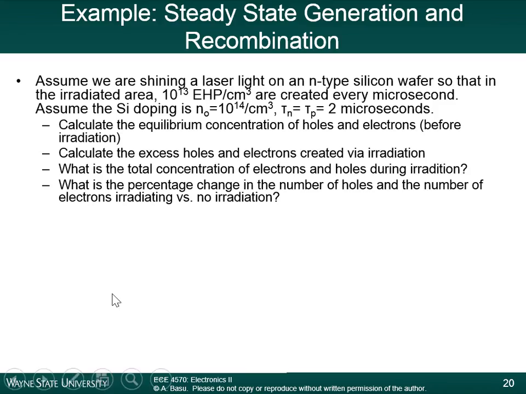And then the last part is: what is the percentage change in the number of holes and the number of electrons in the irradiated state versus the non-irradiated state? So it's very similar to the problem that we did earlier. It's actually a simpler version of that problem.